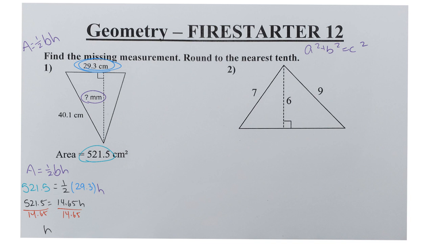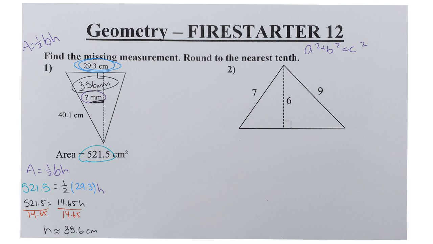So I end up with 35.6. So we're going to say about. Now that is centimeters. Notice they want it in millimeters. So to actually put it in correctly, I do have to move the decimal place over 1. So my H is actually going to be 356 millimeters. So they did try and trick you by mixing up measurements and units and labels.